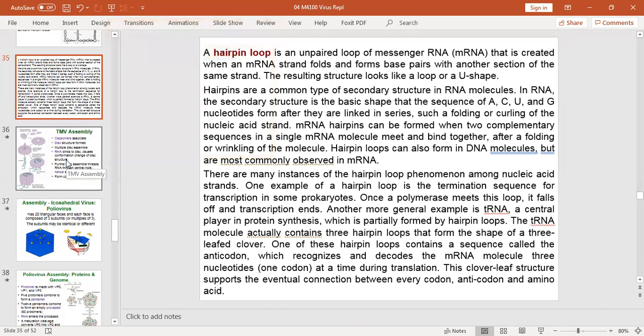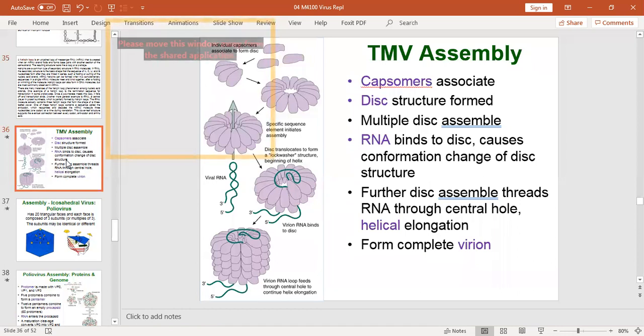And the resulting structure looks like a U. So I would strongly encourage individuals who may have forgotten about hairpin loop to take a look at slide number 35 and try to refresh their memories.